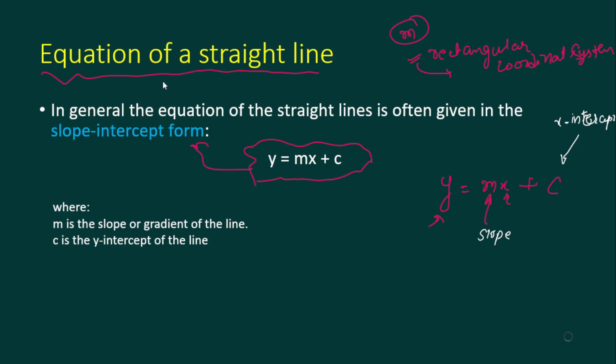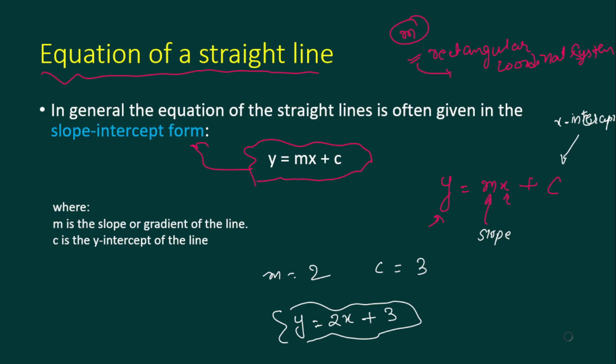So if we have to find the equation of a line, let's say a line is given having slope m equals 2 and an intercept of, let's say, 3. So what will be the equation of the line? The equation of the line is y equals mx plus c. So m is 2, so 2 times x plus c, which is 3. So y equals mx plus c will give us the equation of a straight line.